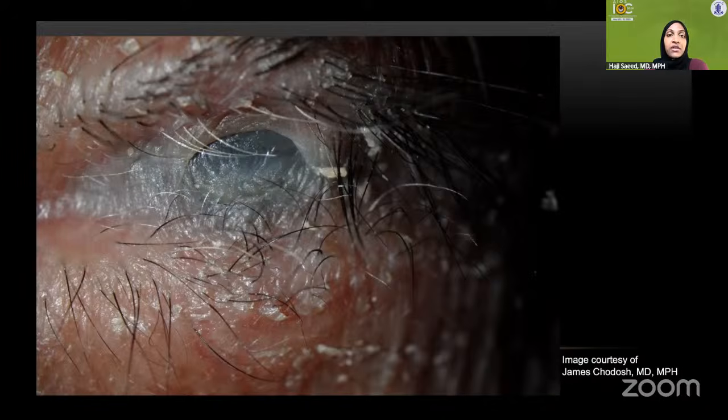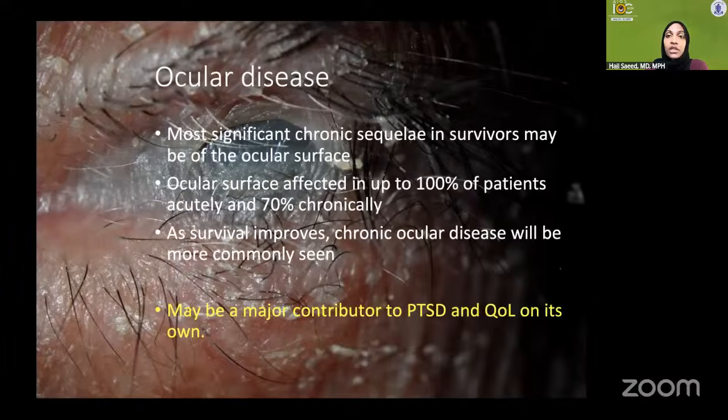And so our focus really is on getting appropriate acute care to reduce the chances of severe complications like this. Now, in the United States, where I'm based, complications to this degree are relatively rare. But based on my conversations with colleagues in India and other parts of the world, it seems like presentations such as this are not so uncommon, and it's really quite devastating for the patient. The most significant chronic sequelae in survivors may be of the ocular surface. As you know, SJS is a fatal disease with mortality rates approaching 30 to 40% and even higher in patients with compromised health.